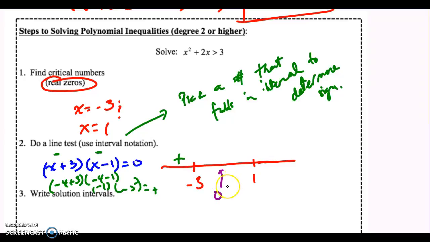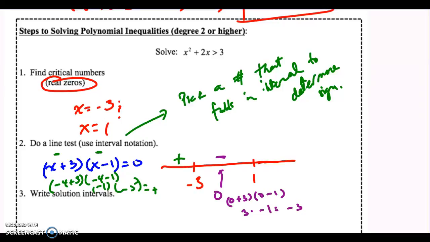Now, if I put in 0 into this equation, into x plus 3 and x minus 1, what do I get out? Well, I get 0 plus 3 times 0 minus 1. That's going to be a positive 3, times a negative 1. I get a negative 3. And I can expect any number in between -3 and 1, when I plug it into x plus 3 and x minus 1, I'm going to get a negative number out.